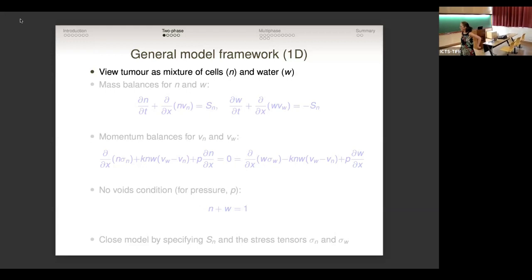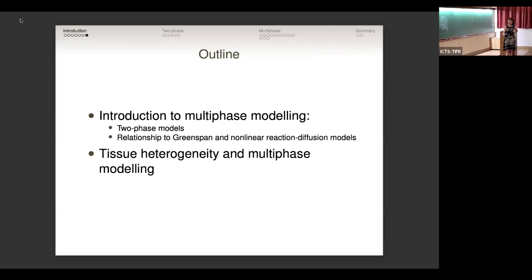Or too much writing and you might not be able to read it. So the idea here is think of your tumour spheroid as a mixture of cells and water, okay? And I'm going to write down mass balance equations for both of those species.